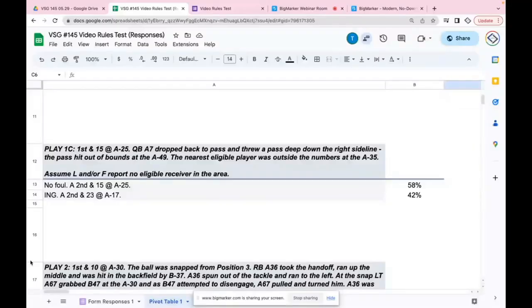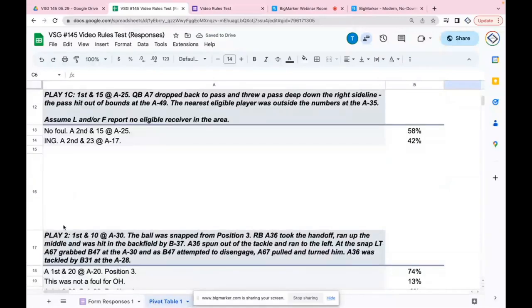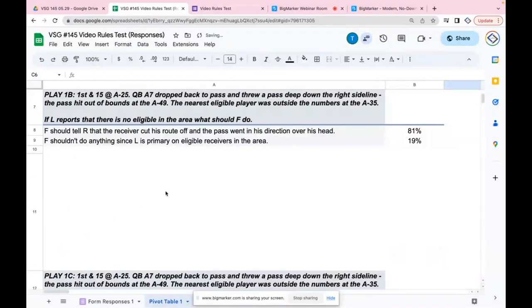Yeah. 1B, the line judge actually goes and reports to the referee, look, Mr. Referee, there are no eligible receivers in the area. So now what should the field judge do? Right. Look at this. 19% said field judge shouldn't do anything since all his primary ineligible receivers are in the area. And then 81% said F should tell R that the receiver cut his head off and the pass went in his direction over his head.